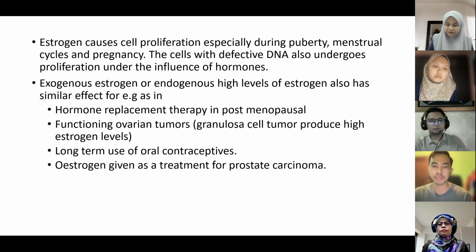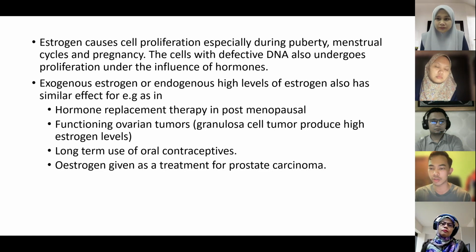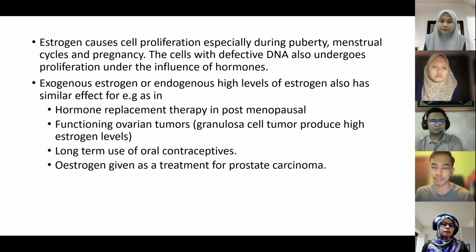Estrogen also causes cell proliferation, especially during puberty, menstrual cycles, and also pregnancy. The cells with defective DNA also undergo proliferation under the influence of hormones. Exogenous estrogen or endogenous high levels of estrogen also have a similar effect. As examples, hormone replacement therapy, postmenopausal functioning ovarian tumors such as granulosa cell tumor that produce high estrogen levels, and also long-term use of oral contraceptives. And lastly, the estrogen given as a treatment for prostate carcinoma.